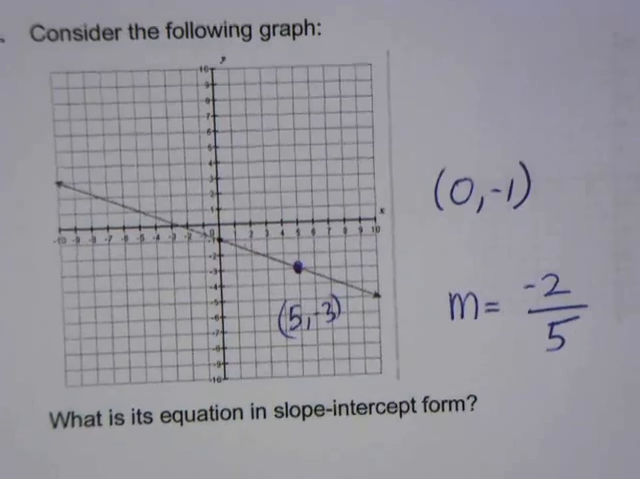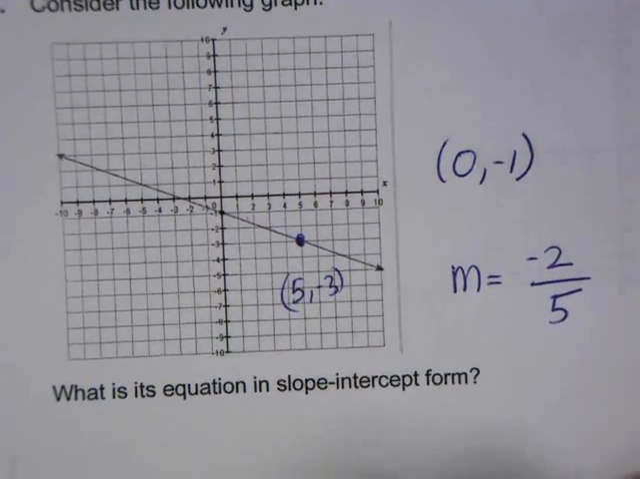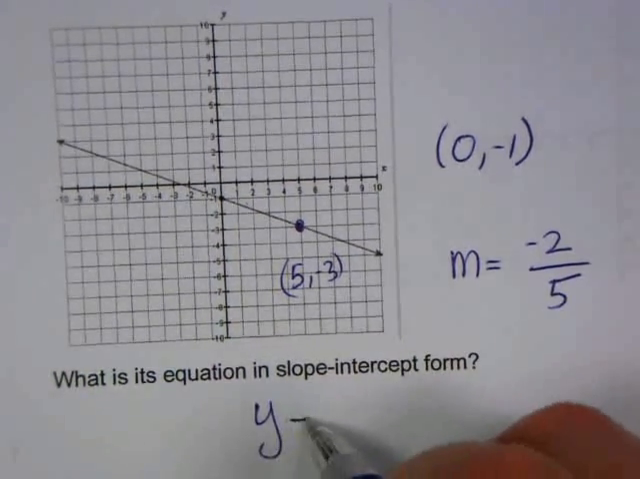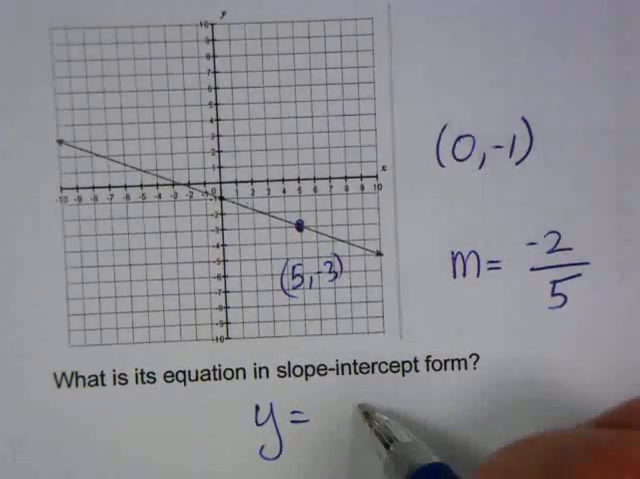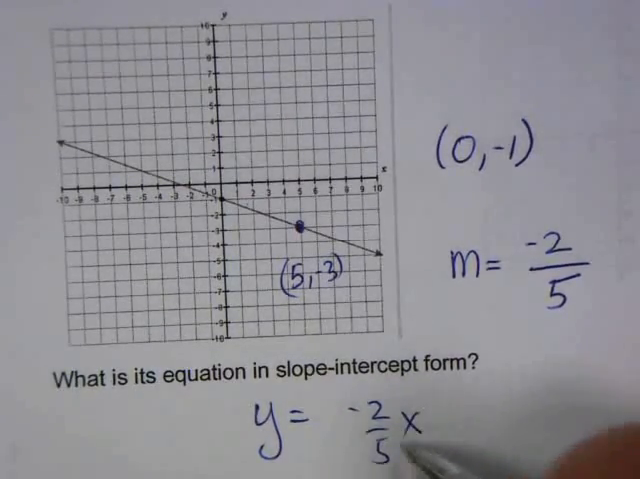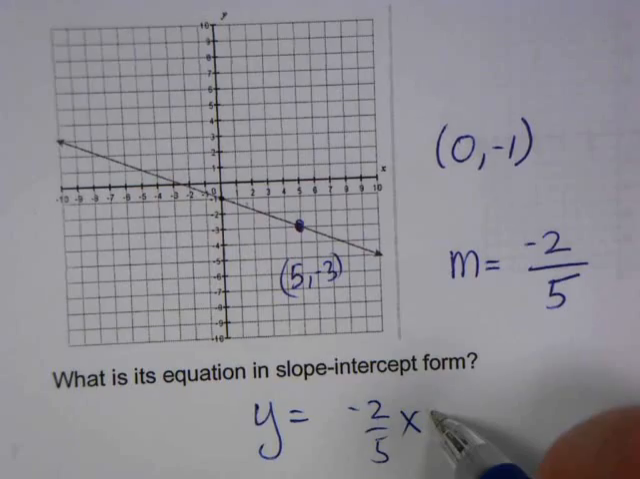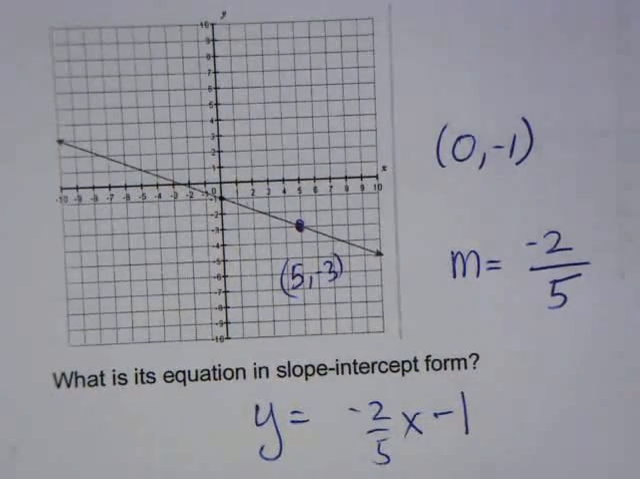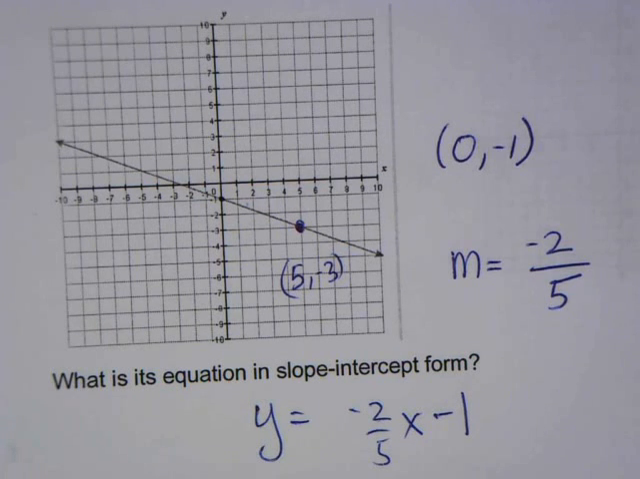So to answer the question, what is its equation? y equals negative 2 over 5x plus negative 1. Typically we'd write that as minus 1. Again, if you wrote it as plus negative 1, that's fine. Typically we write it as minus 1.